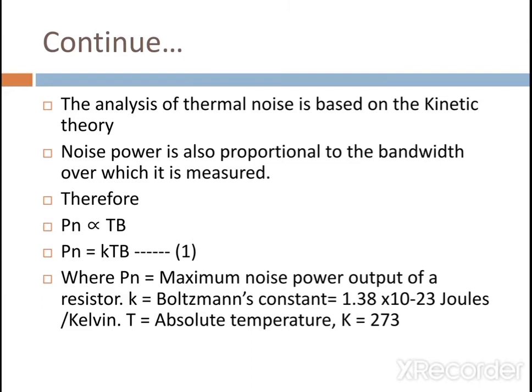It is based on kinetic theory. Noise power is also proportional to the bandwidth over which it is measured. Therefore, noise power Pn is proportional to T and B. T means absolute temperature, and B means bandwidth. Then the proportionality constant is K. This proportionality constant K is known as the Boltzmann constant. And Pn is the maximum noise power at the output of a resistor. This is the thermal noise.